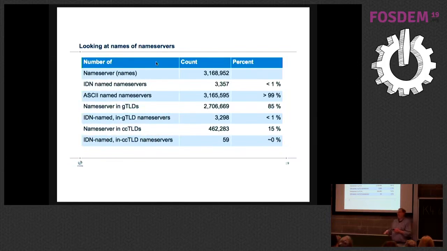Most of the name servers that I deal with are in gTLDs, so it's not too surprising. But 85% of all the gTLDs' name servers were actually in a gTLD, the name itself. And again, it's pretty much still all ASCII and pretty much still gTLDs.